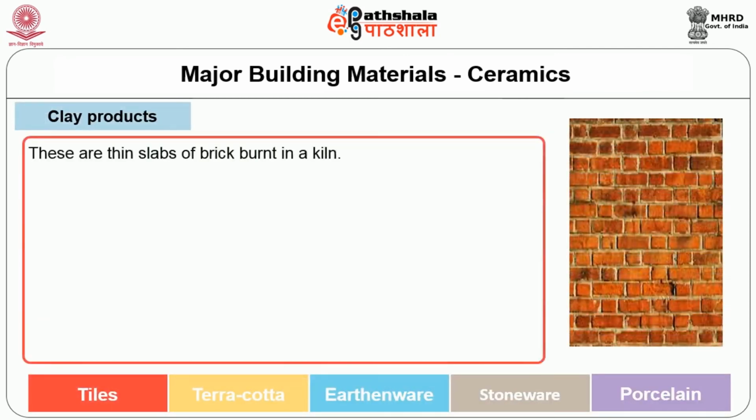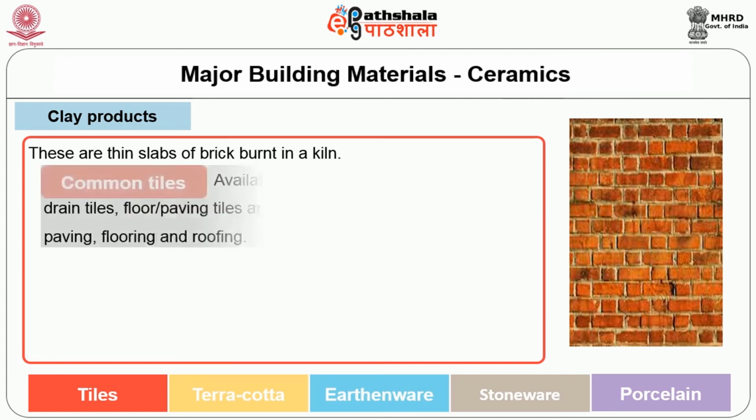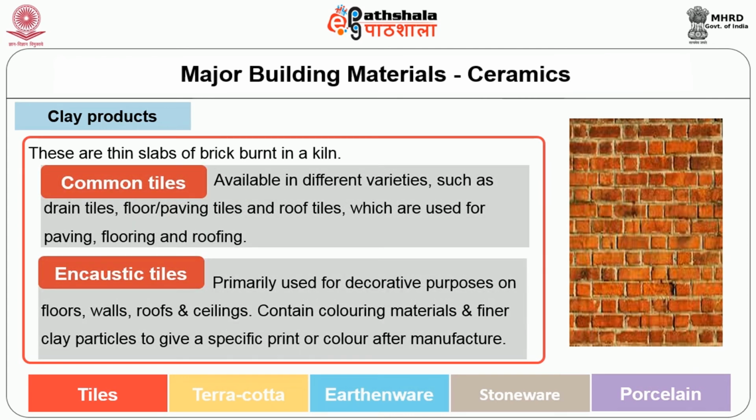Tiles are thin slabs of brick burnt in a kiln. They are available in two categories as common tiles and encaustic tiles. Common tiles are available in different varieties such as drain tiles, floor or paving tiles and roof tiles, which are used for paving, flooring and roofing. Encaustic tiles are primarily used for decorative purposes on floors, walls, roofs and ceilings. They contain coloring materials and finer clay particles to give a specific print or color after manufacture.